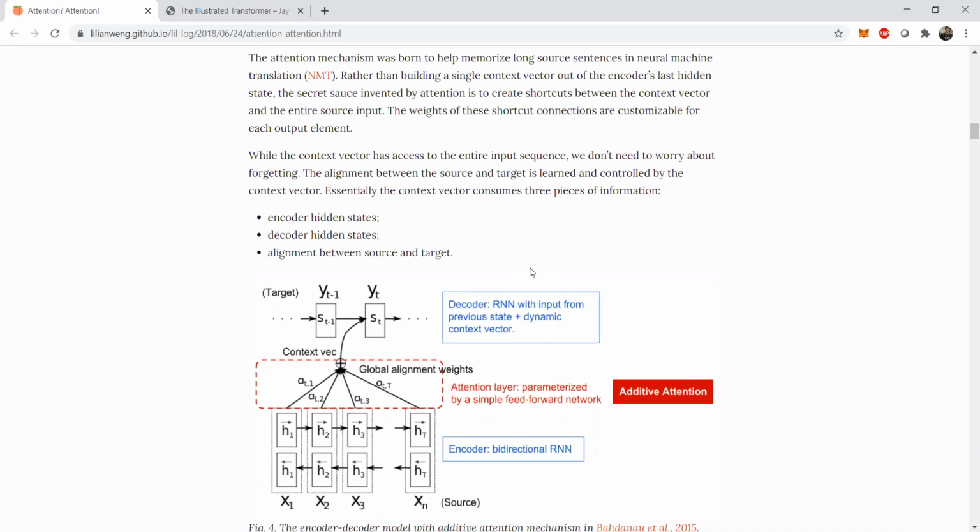While the context vector has access to the entire input sequence, we do not need to worry about forgetting. This is another important feature. Forgetting is one of the most important problems of encoder decoders, just like I mentioned. If we were to apply certain mathematical tools which capture the weights of the forgotten words or phrases, then it would be really helpful for our encoder decoder models. That is where the beautiful part of attention comes into the picture.